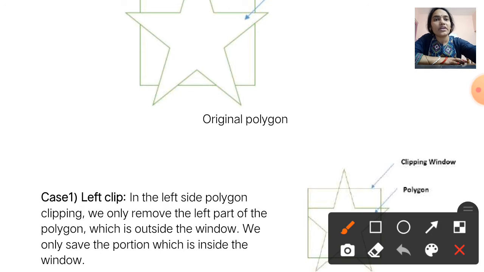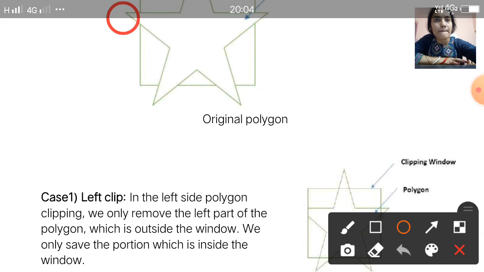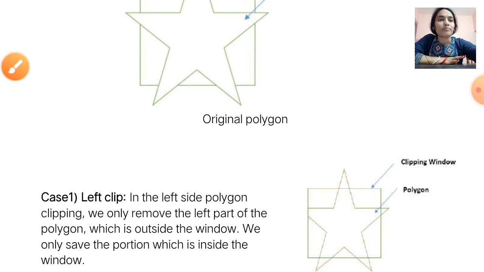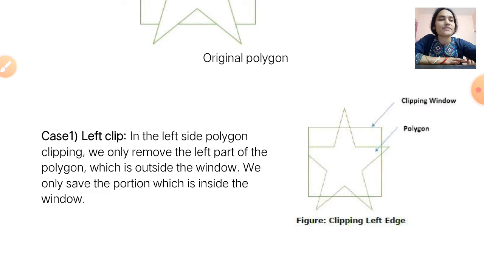Okay, so here only this portion is clipped. Which one is your left side? Okay, this one is your left side. Only this portion is clipped and the rest are safe. After the left side clipping, the figure looks like this. This is the figure after left side clipping.